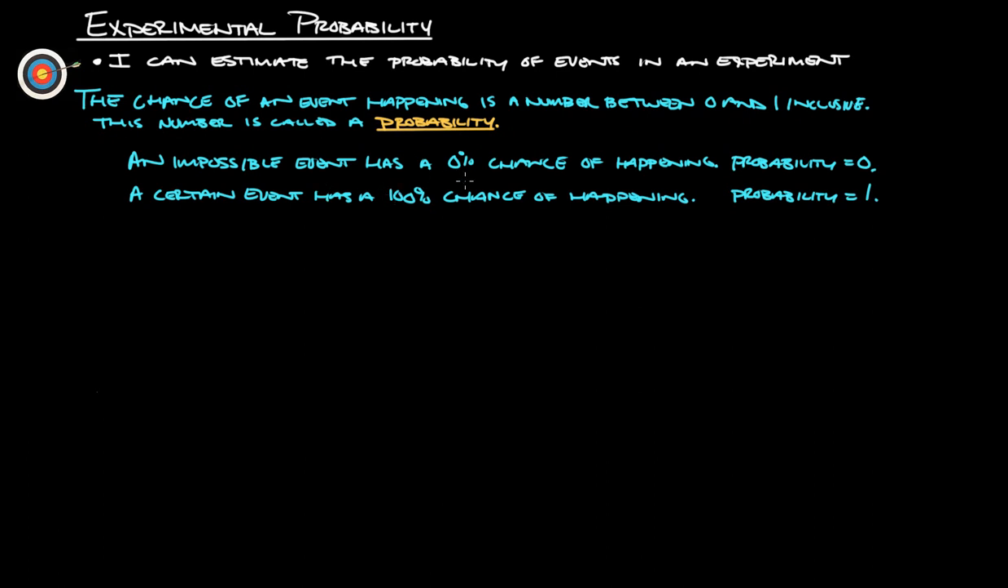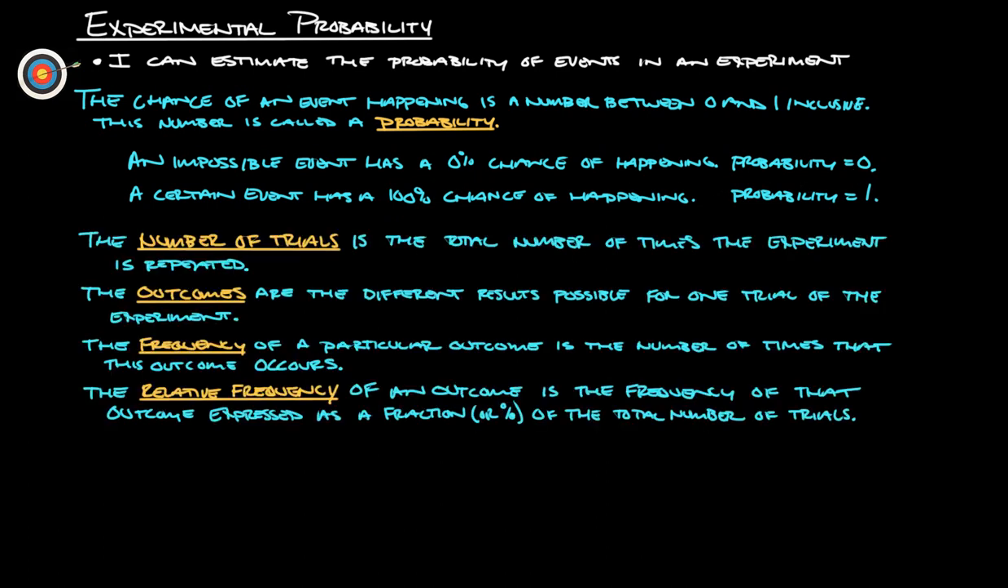An impossible event has 0% chance of happening. That would be probability equals 0. Okay, and then a certain event has a 100% chance of happening. That probability would equal 1. Okay, and then all the other different percentages would be somewhere in between that. So if it had 50% chance, it'd be 0.5.